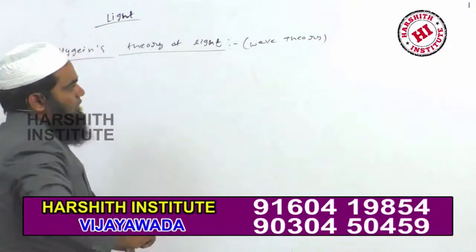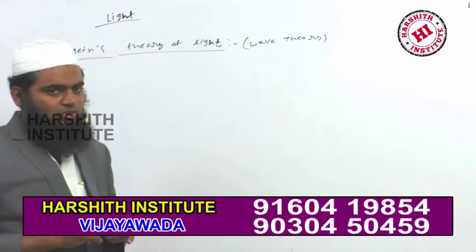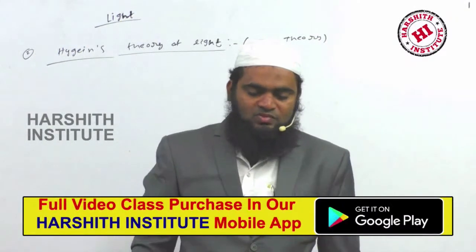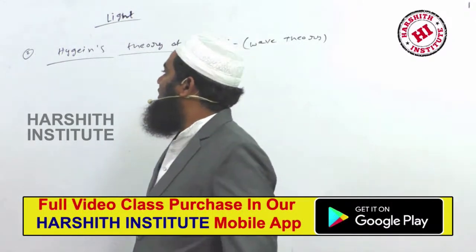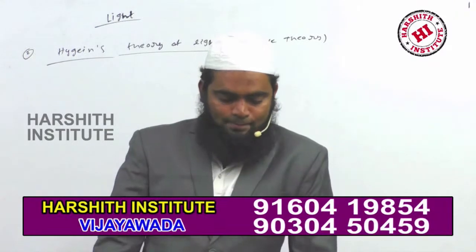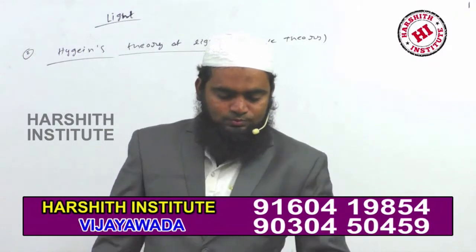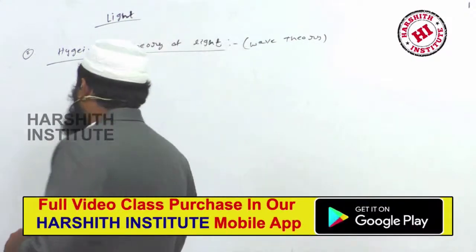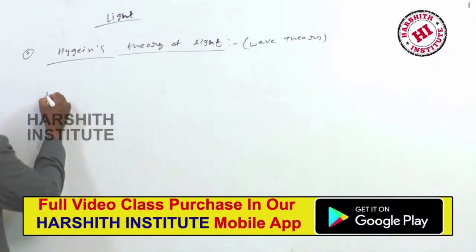This is simply called the wave theory. So this wave theory is given by Huygens. Huygens theorem. So this is simply called the wave theory of light. So this theory is explained. The first postulate is given here.